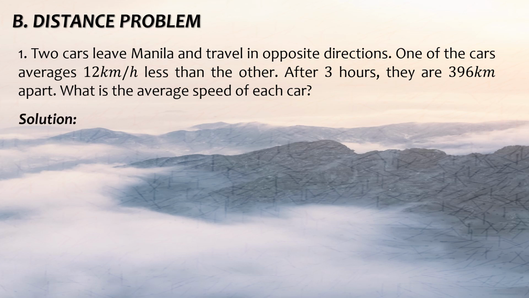So, sabi dyan, ang dalawang sasakyan daw ay umalis ng Manila in opposite direction or palayo sa isa't isa. Ang isa sa sasakyan ay nag-a-average ng 12 kilometers per hour na mas mababa dun sa isa pang sasakyan. After 3 hours or pagkatapos ng 3 oras, ay sila ay magkasing layo na sa isa't isa by 396 kilometers. The question is, ano ang average speed ng bawat sasakyan? So, let's have the solution.